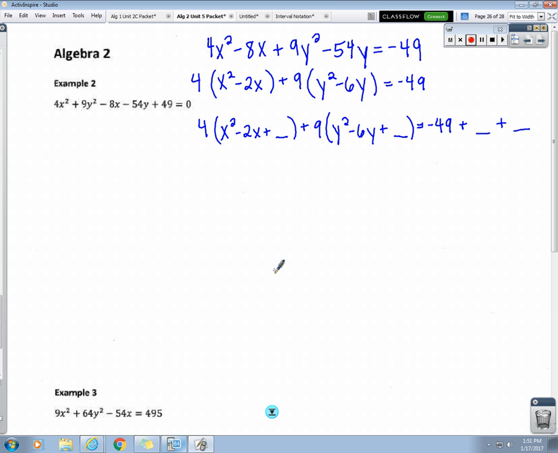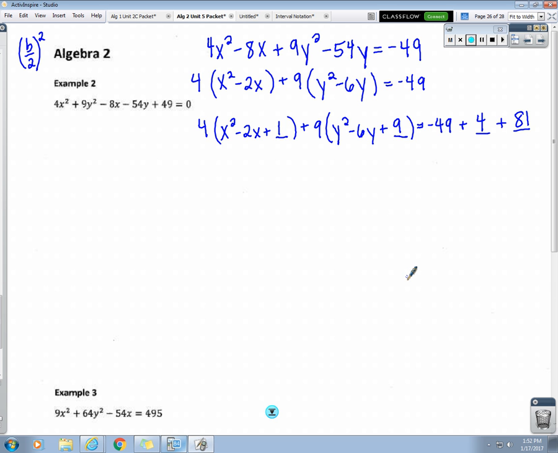Okay, how is it that we fill in our blanks? Right, so for the x trinomial, what is the b value of it? Negative 2 divided by 2, negative 1, and negative 1 squared, positive 1. But remember, we don't add a 1 over here, we add a 4. You have to multiply it by the factored out number. Okay, so what's the b value of the y's? Negative 6 divided by 2 is negative 3, squared is 9, but 9 times 9 means you add 81 over here.